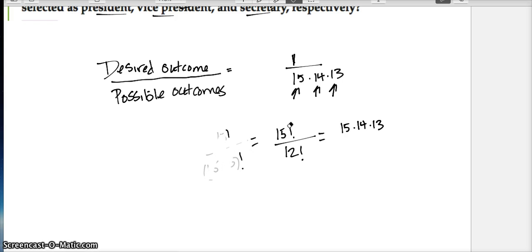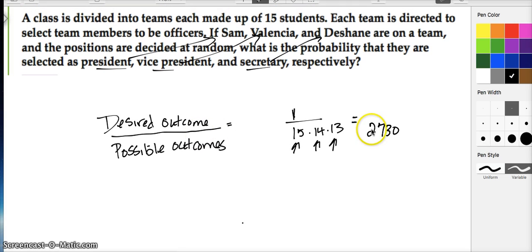All right, so this would be our answer. I'm going to erase this work because it's looking a little messy. This would be our answer. And so when we calculate that, we get 2,730. 1 out of 2,730 would be our probability.